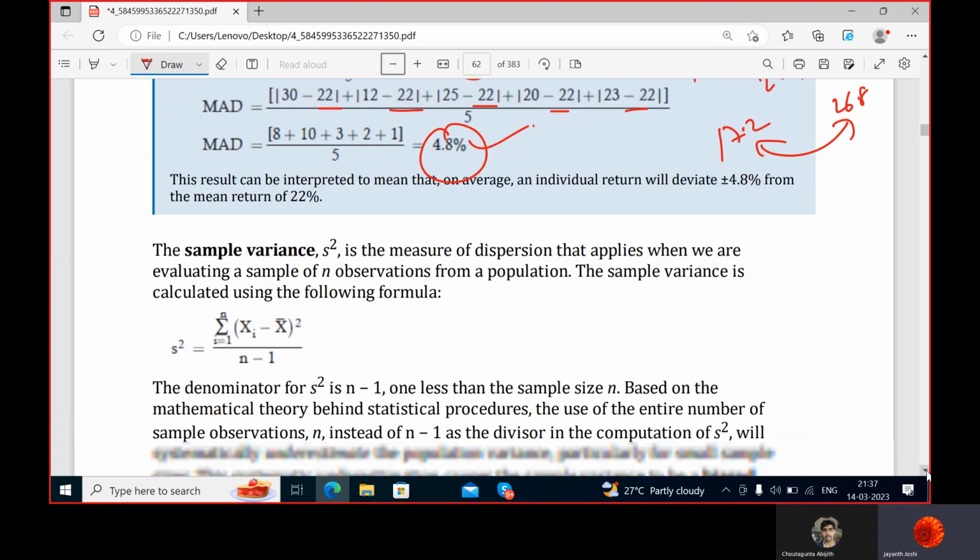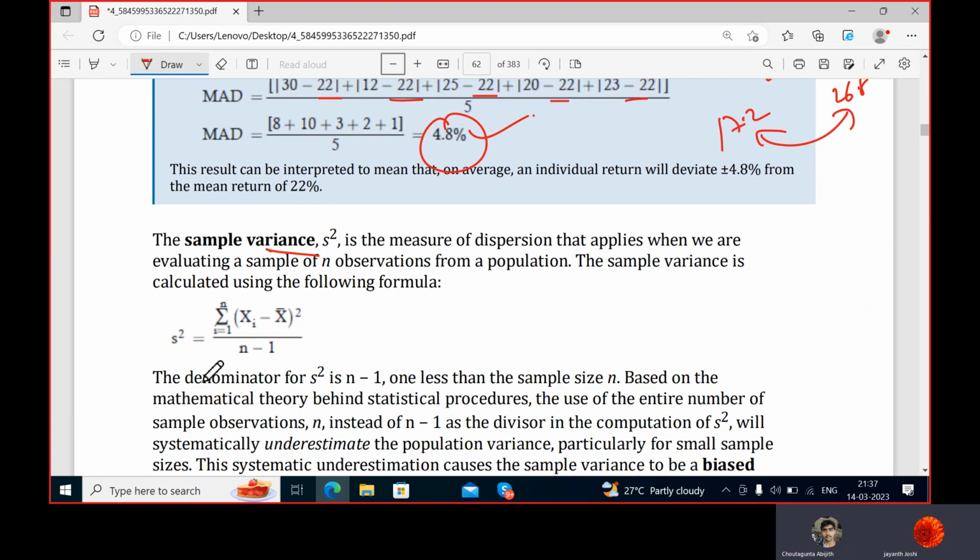Next comes the variance. We want to find out the volatility. Right now we have just seen the deviation, but how to calculate the deviation? You know that the deviation can be calculated through standard deviation, correct? But then I'll ask you a question: if you want to calculate standard deviation, why are you calculating variance then?